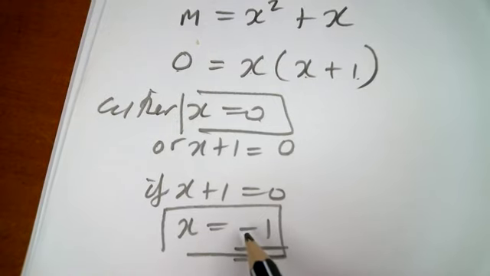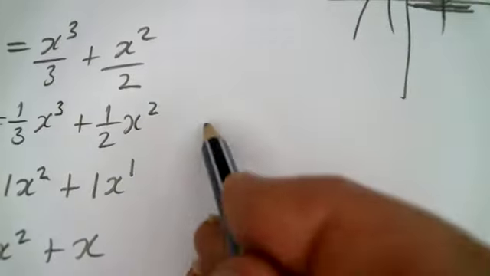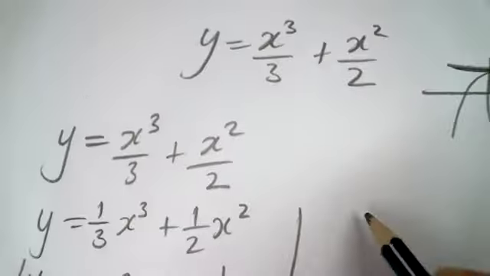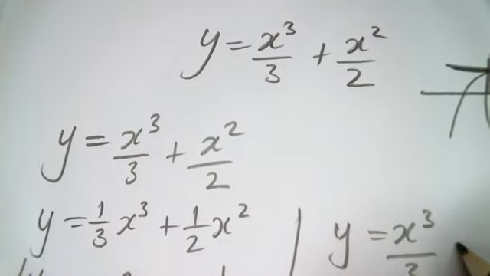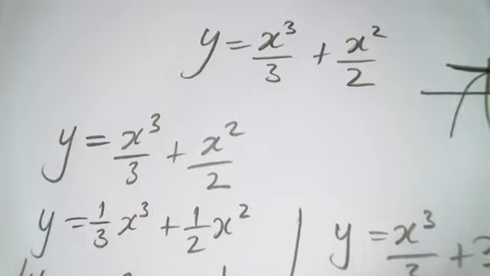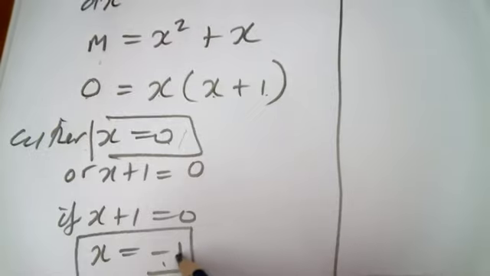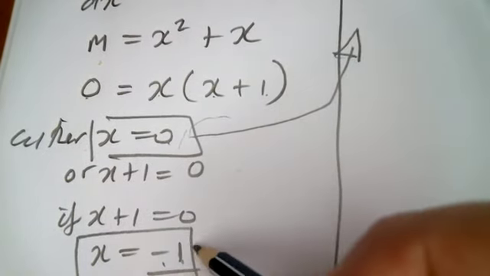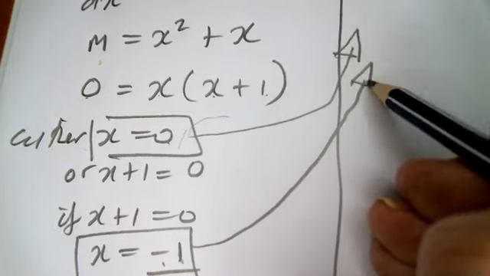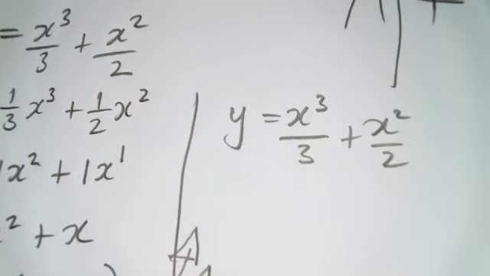Now we just need to pop those back into the original equation to find out the values for y. So let's go ahead and do that. I'll just make a little sidebar here. So here's my original equation. Y is equal to x cubed over 3 plus x squared over 2. And I'm going to take the values from here, 0 and -1, and put those into this equation here. I'll do the 0 first.